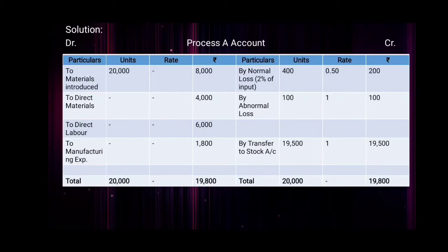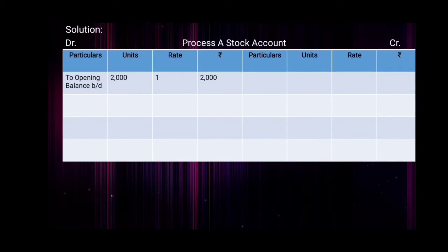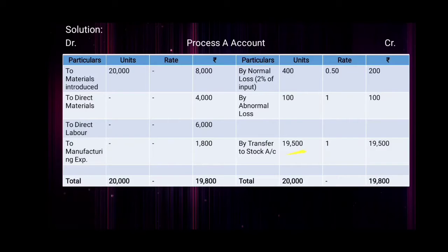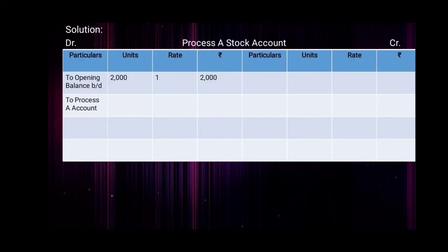Now in process A account by transfer to stock account. So we'll record it in process A stock account. 19,500 units at the rate of 1, which is 19,500, to process A account. 19,500, rate is 1, so the total amount will be 19,500.